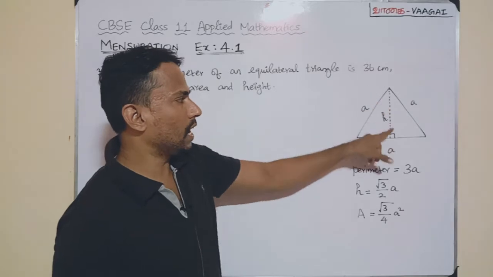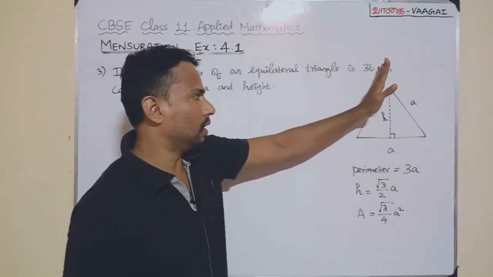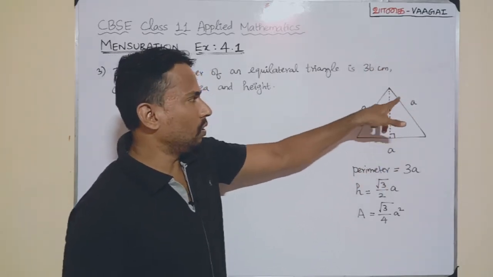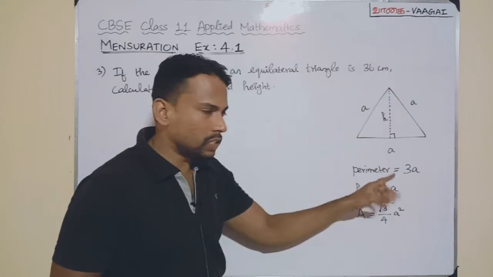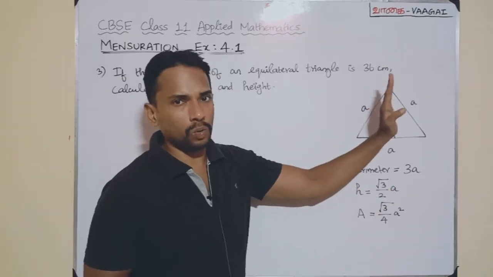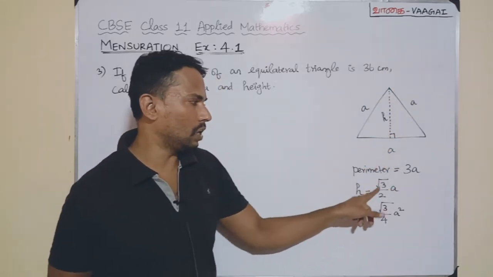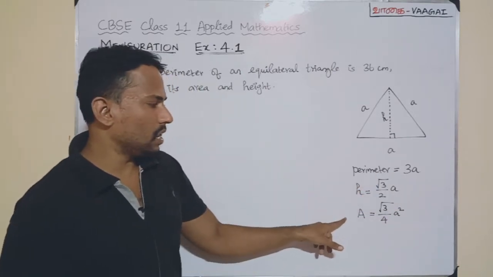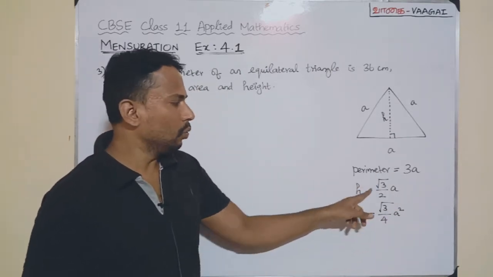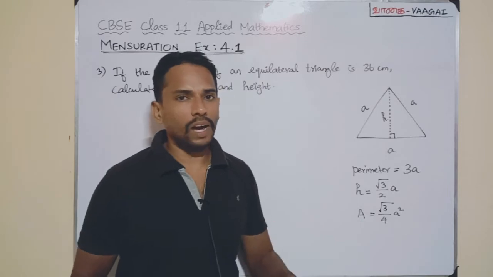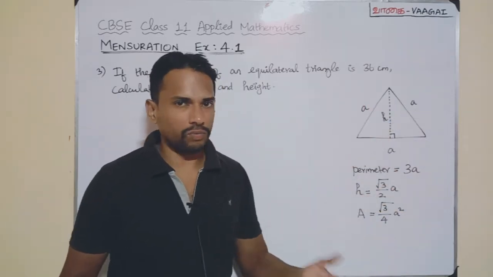Height means the measure that is drawn from the opposite end to the base, but it should be in a perpendicular way. So that is what height is, root 3 by 2 a. And the formula to calculate the area will be root 3 by 4 into a square, where this a is the side of the equilateral triangle.